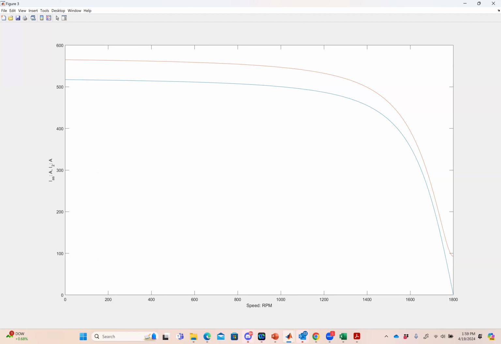Both of them are currents. One of them is the current I2. One of them is the current IAS. Which one is which? Which one's the current in the rotor and which one's the current in the stator?